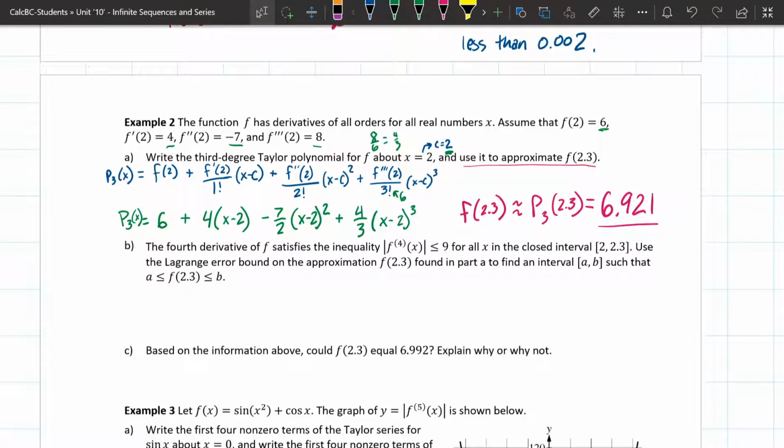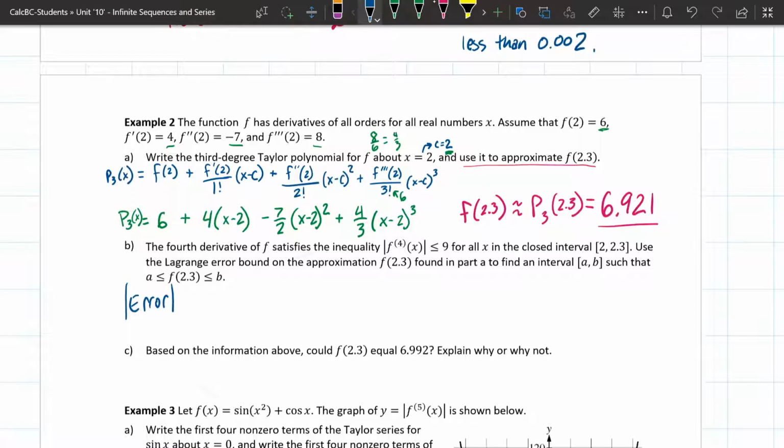Great. Part B says the fourth derivative of f satisfies the inequality absolute value of the fourth derivative of f of x is less than or equal to 9 for all x in the closed interval from 2 to 2.3. Use the Lagrange error bound on the approximation of f of 2.3 found in part A to find an interval from a to b such that a is less than or equal to f of 2.3, which is less than or equal to b. So we're looking for our error here.